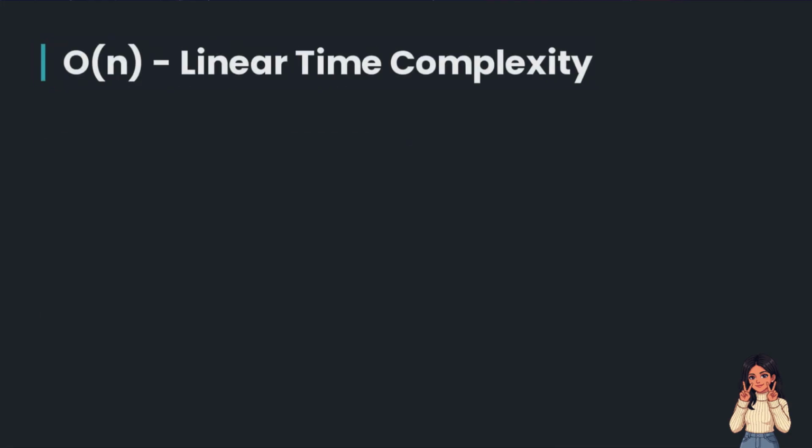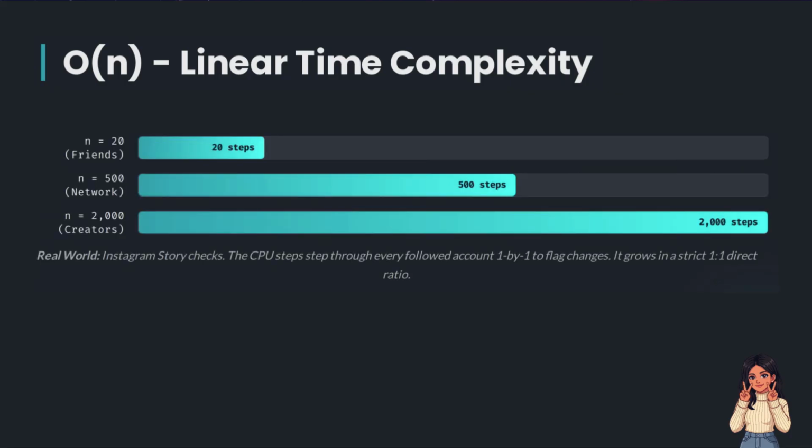Moving up the ladder, we hit O of n, or linear time. This is your standard everyday engineering workhorse. Linear time means your execution speed scales in a direct 1:1 ratio with your data. If your dataset doubles, your execution steps double.